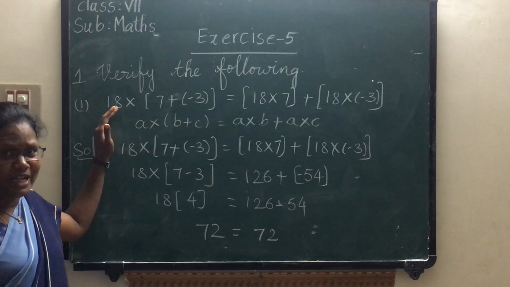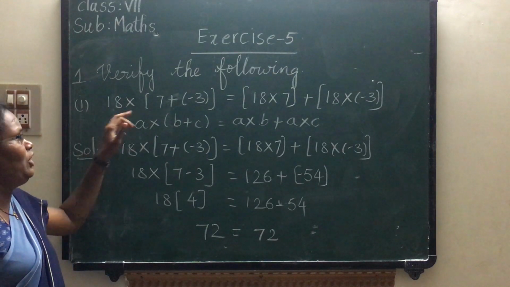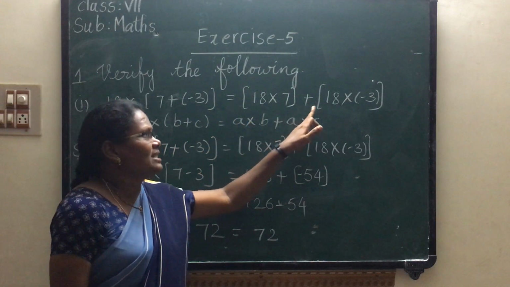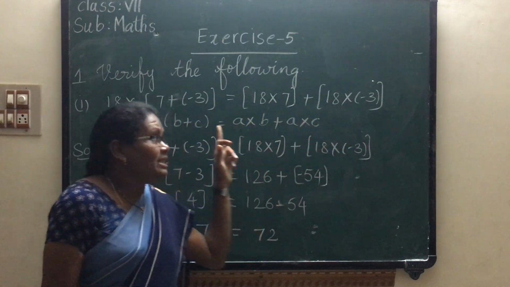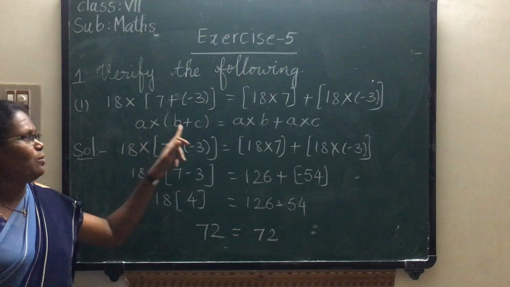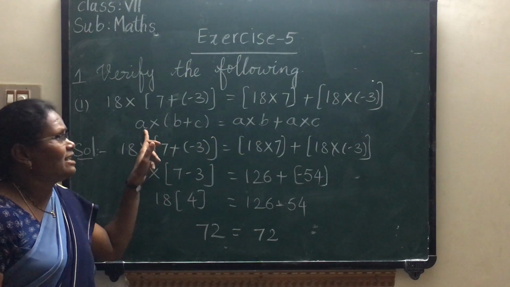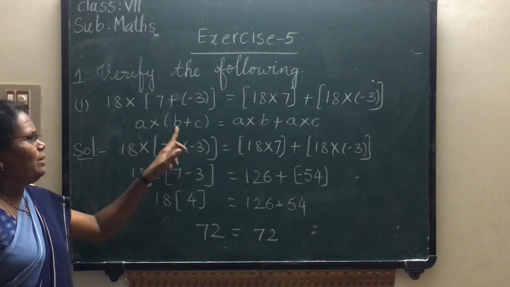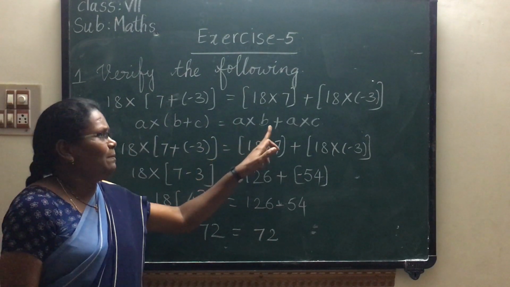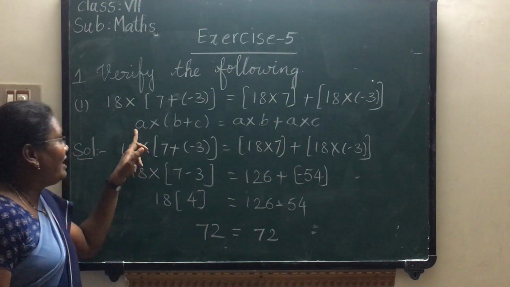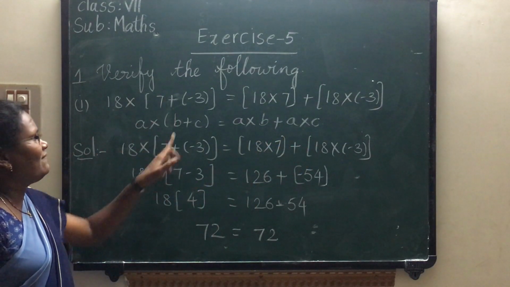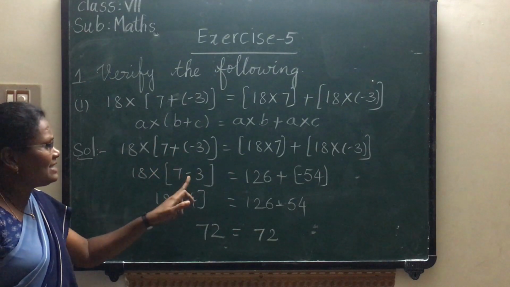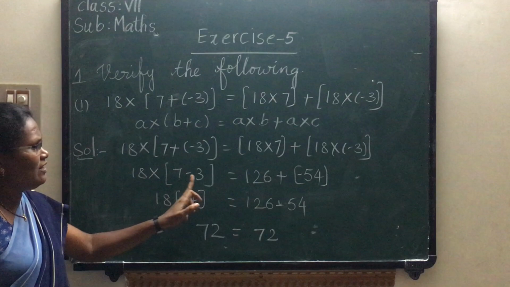Okay, once again I am explaining this sum. Listen carefully, children. 18 into (7 plus of minus 3) is equal to 18 into 7 plus 18 into minus 3. Which property is this? Distributive property over addition. This is the general form: A into (B plus C) is equal to A into B plus A into C. What is the A value? 18. B value 7. C value minus 3.